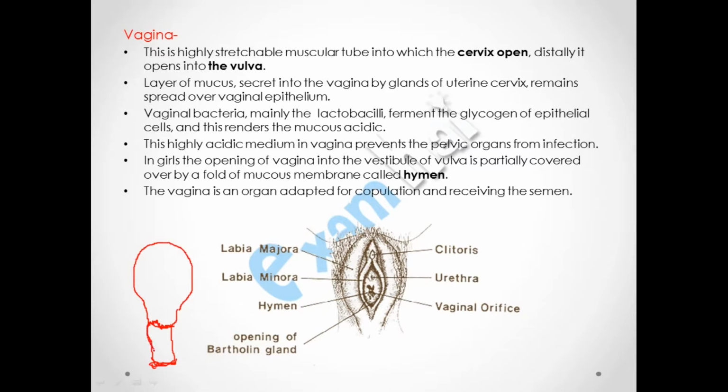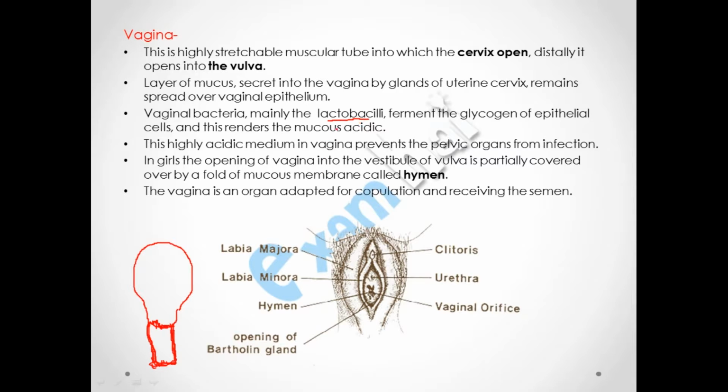And this vaginal area helps in copulation and in receiving the semen from the male reproductive organ. Okay, and a layer of mucus is present in the cervix, which spreads the mucus to the vaginal epithelium. This mucus is rich in glycogen, and it nourishes the vaginal bacteria, which is lactobacillus.